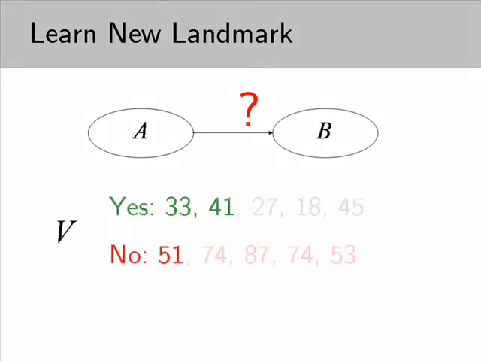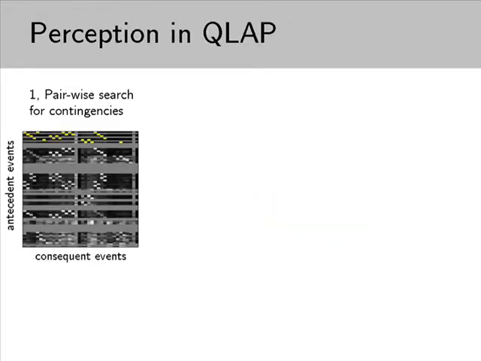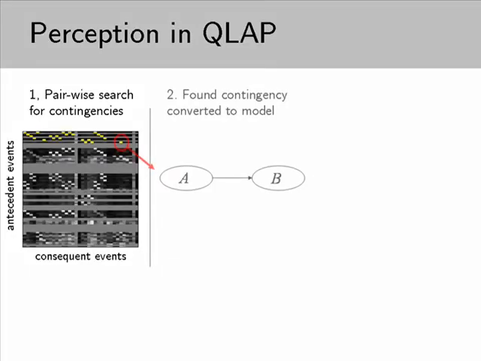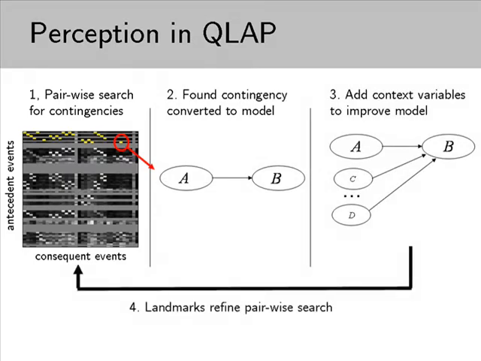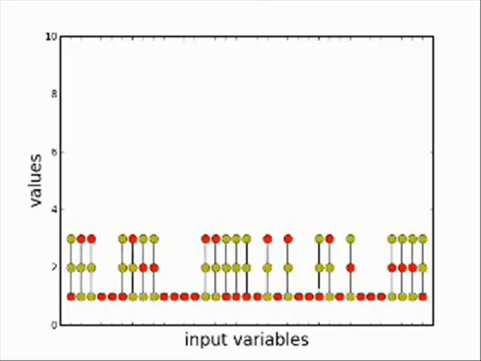The models also allow us to learn landmarks. For an event A, we can look to see if event B follows, and then for some variable, we can look at its real values and see if there's a cut point that better predicts when B will occur. Okay, so we have a pairwise search for contingencies. When one is found, it's extracted, and then we add context variables and make it more reliable, and then we add new landmarks, and this goes around and around, making more models and landmarks.